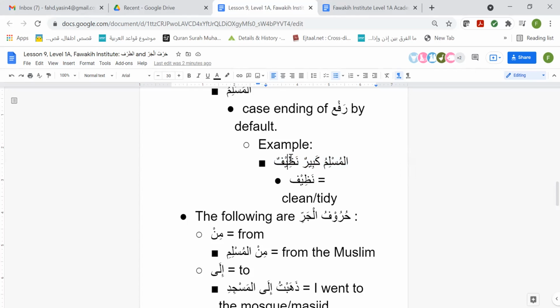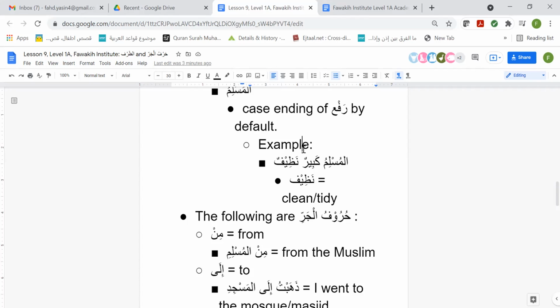Yes? Just I want to make sure that when it is in the state of rafa, it can be preceded with another word, but it should not be the huruf al-jar. Precisely, 100%. It can come in the middle of the sentence. Yeah, absolutely, it can come in the middle or end or anywhere, as long as it's not preceded by the harf jar.